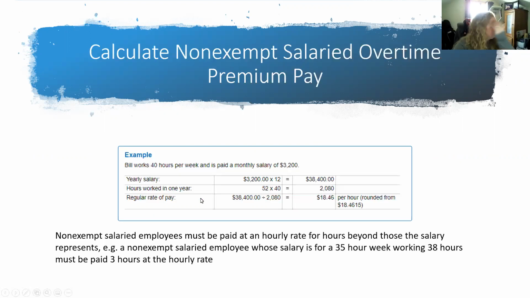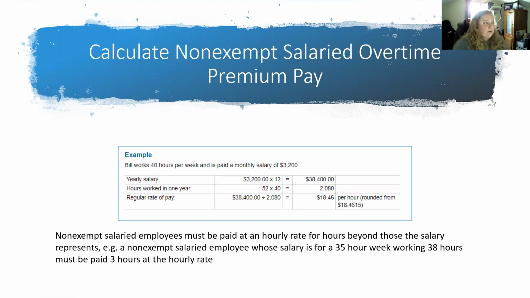All right. So let's look at a non-exempt salaried overtime person. Bill works 40 hours per week and is paid a monthly salary of $3,200. So if we take his monthly salary and multiply by 12, because it's a monthly salary, we get $38,400 per year.